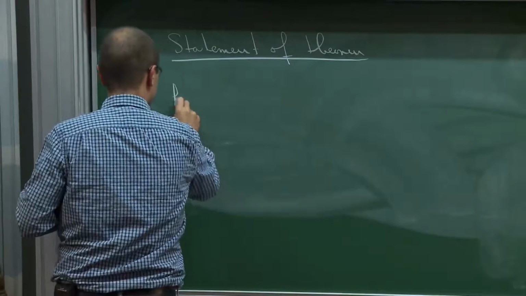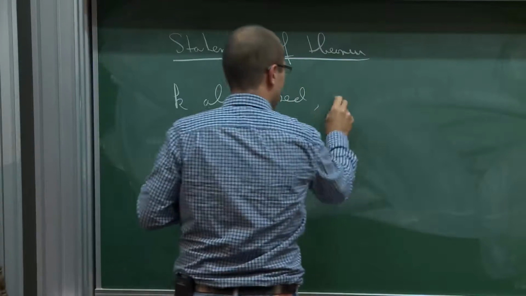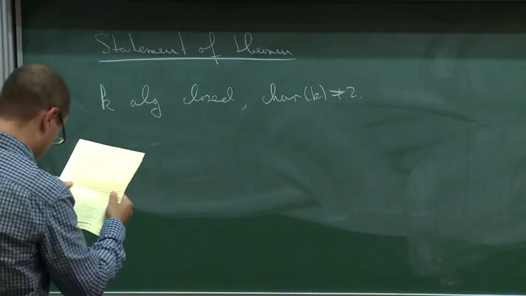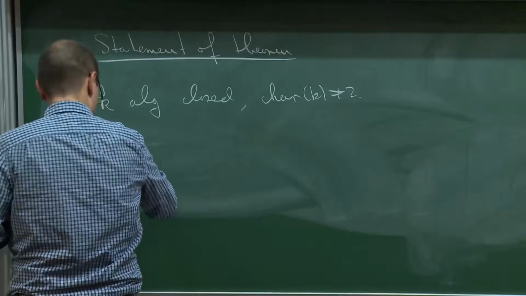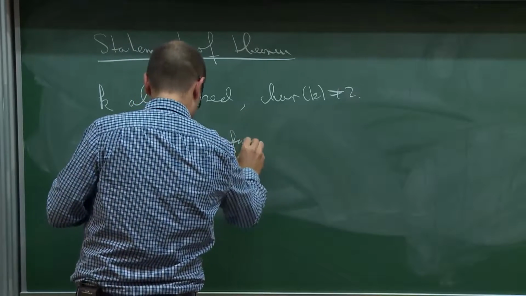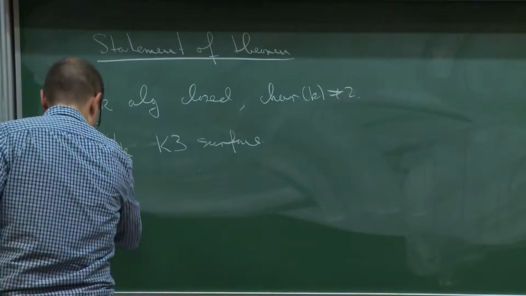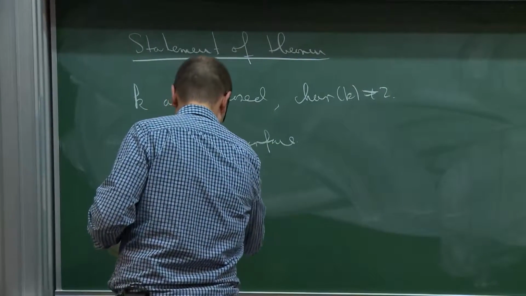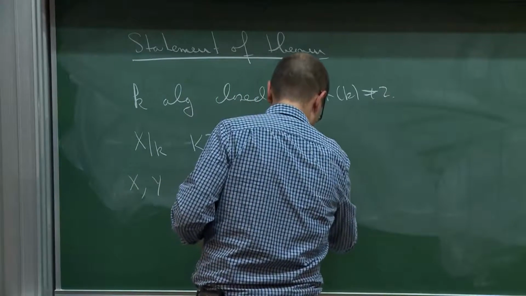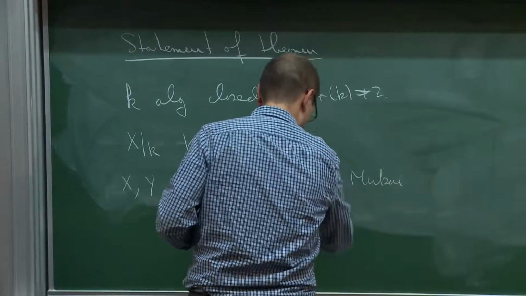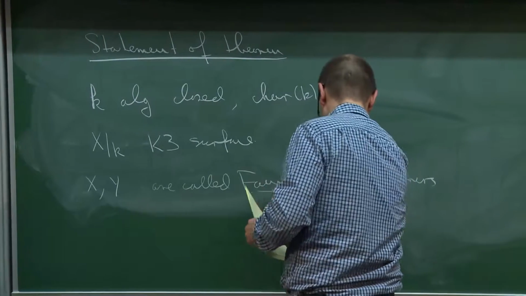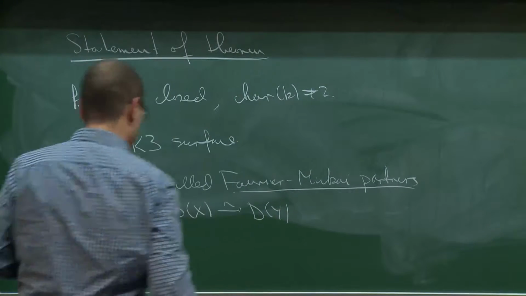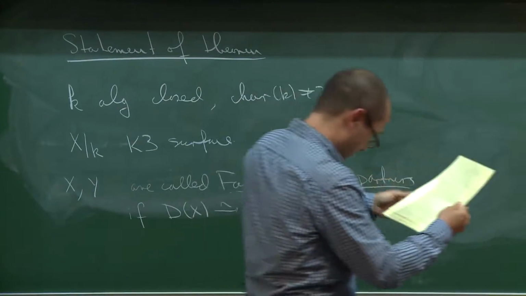Okay, so K, let's say, is algebraically closed and characteristic not 2, for some technical reasons. And so X over K is a K3 surface. Some of this came up in the previous talk, but let me get it on the board. So X and Y are called Fourier-Mukai partners if we have an equivalence of triangulated categories between the bounded derived categories of coherent sheaves.